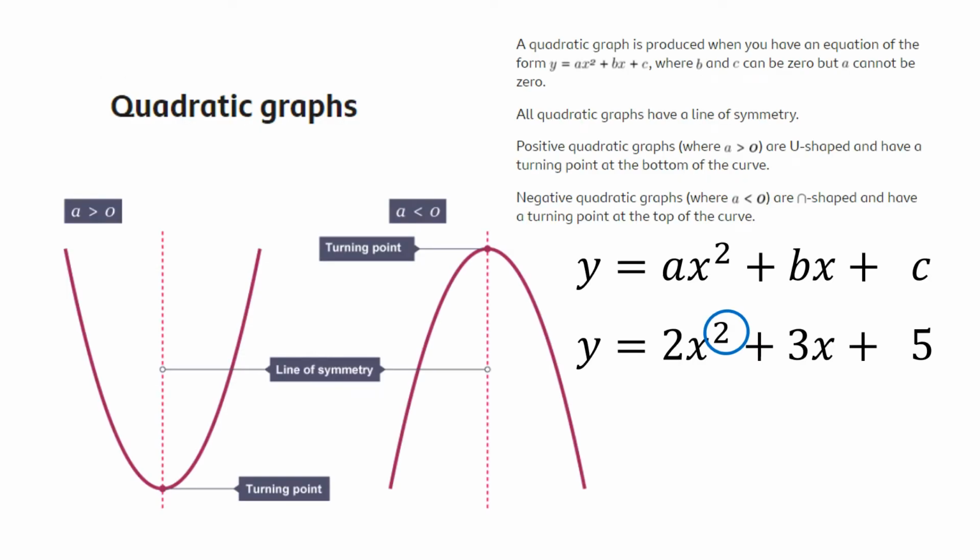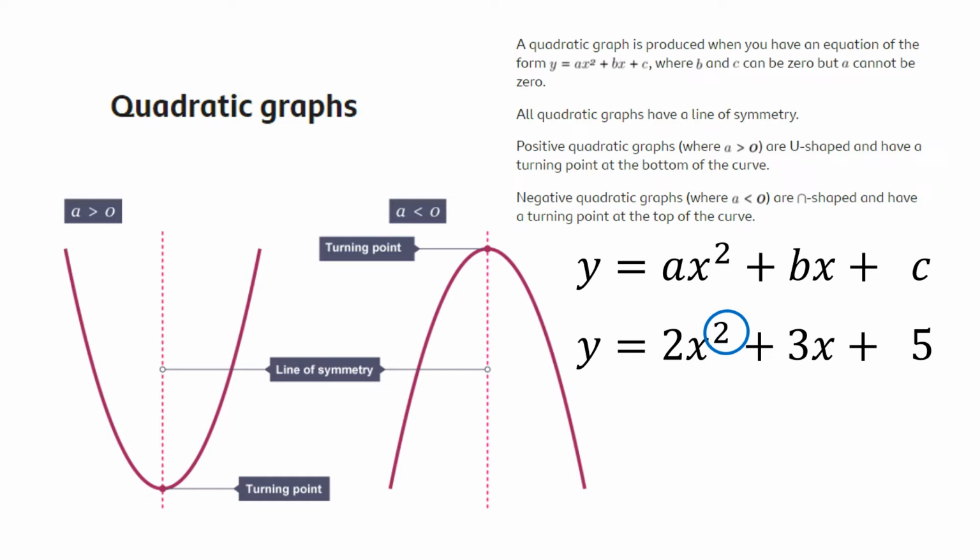A quadratic graph is produced when you have an equation of the form y equals ax squared plus bx plus c, where b and c can be 0, but a cannot be 0. Have a little think, see if you can figure out why a cannot be 0, and send me an email if you think you have figured it out.